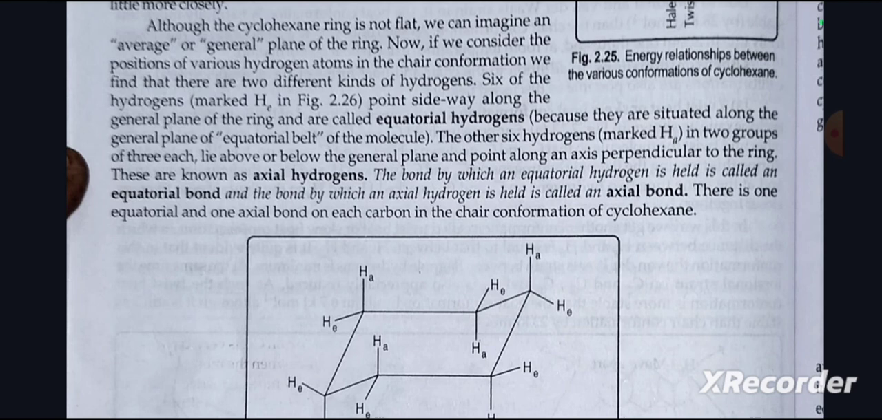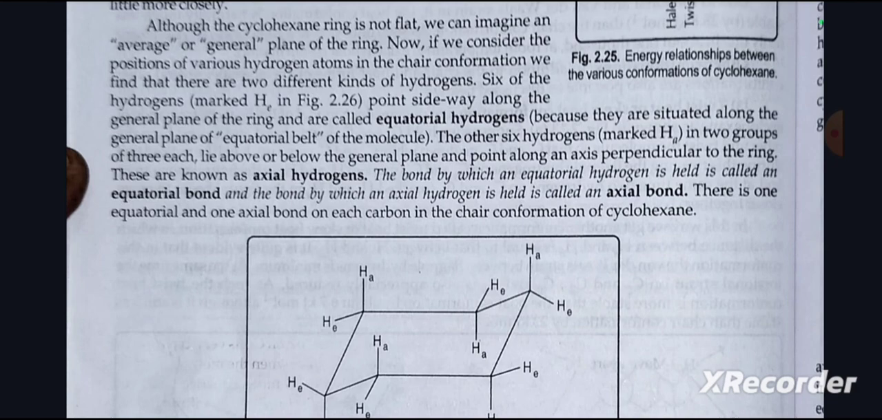The other six hydrogens, marked Ha, in two groups of three each, lie above or below the general plane and point along an axis perpendicular to the ring. They are known as axial hydrogens. The bond by which an equatorial hydrogen is held is called an equatorial bond, and the bond by which an axial hydrogen is held is called an axial bond. There is one equatorial bond and one axial bond on each carbon in the chair conformation of cyclohexane.